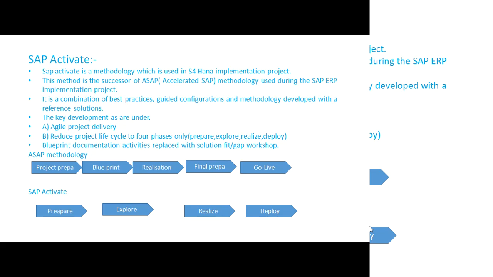Now, previously, before S/4HANA, the SAP implementation went through 5 stages. That is project preparation, business blueprint, realization, final preparation, and go live. So what is project preparation? Suppose SAP has to be implemented. First of all, you have to name the project team. From the organization itself, some persons will be selected who are masters of the functional knowledge. A team has to be selected, and the company has to hire a software company for SAP implementation.